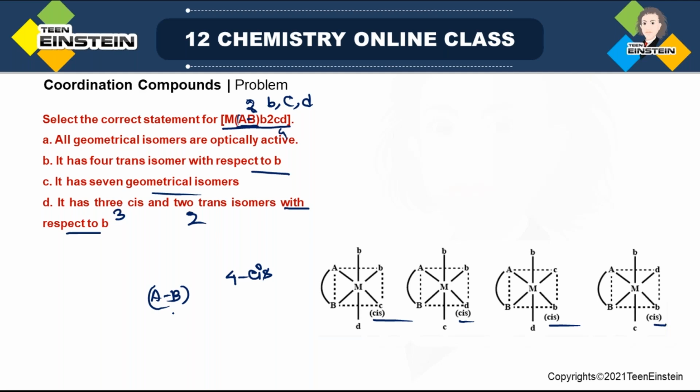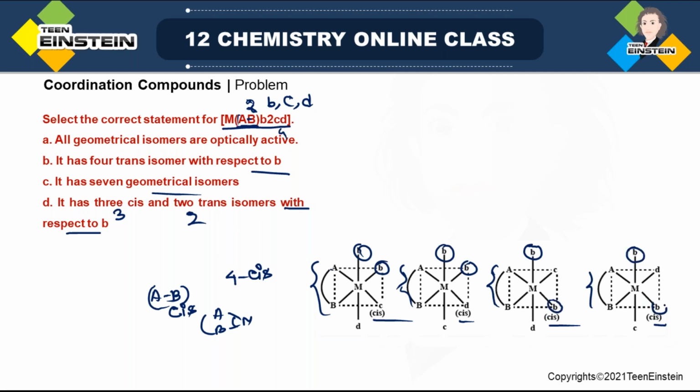So keeping the cis on the left hand side, it is the same in all the four. But what we have to check is whether it is cis with respect to B or not. In the first one, the two B's are present at 90 degrees to each other. Second one, two B's at 90 degrees to each other. Third one, two B's at 90 degrees. And the last one, two B's again at 90 degrees. That means all these that you are seeing here, all are at 90 degrees with respect to B. So we can say cis with respect to B.